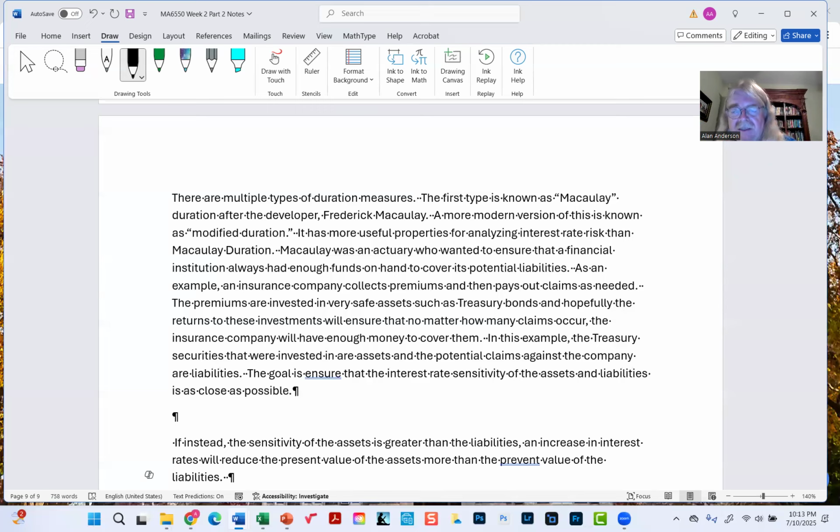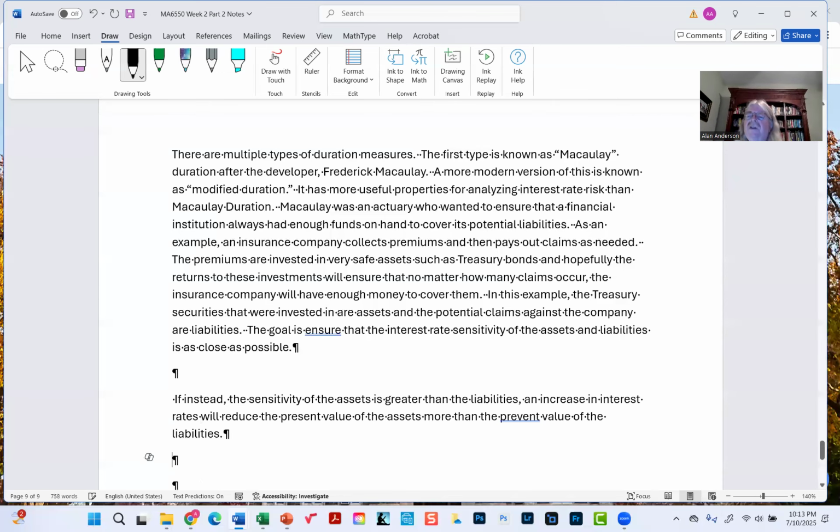So Macaulay's idea was to make sure that we have a way of determining if there's an imbalance in the sensitivities of our assets and liabilities, because if there is, we have to do something about it. Because before he came along, there was really no way of saying, listen, these assets are more likely to be affected by interest rates than these liabilities. There was no way of directly measuring them. So his measure turned out to be hugely important. And of course, this is why it was named after him.